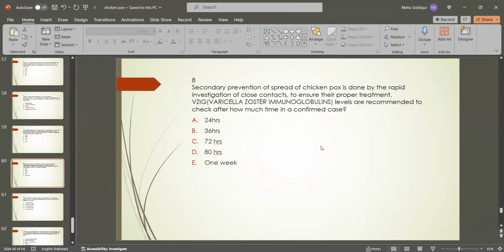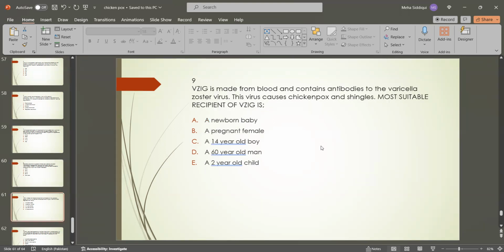MCQ number 8. Secondary prevention of spread of chickenpox is done by the rapid investigation of close contacts to ensure the proper treatment. Immunoglobulin levels are recommended to check after how much time in a confirmed case? 24 hours, 36 hours, 72 hours, 80 hours, or 1 week. C is the right option, that is 72 hours.